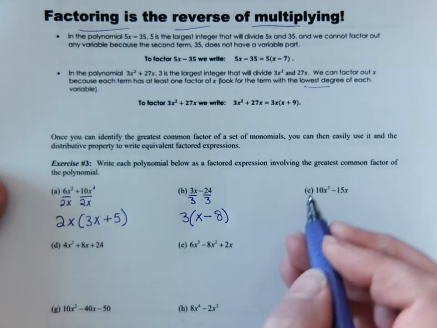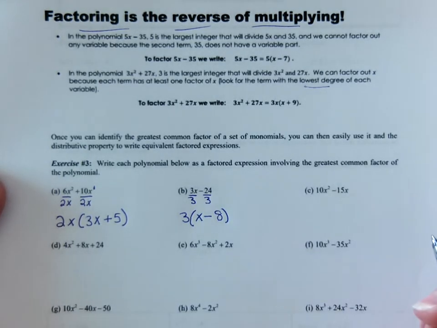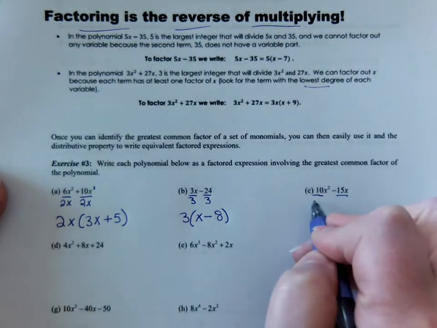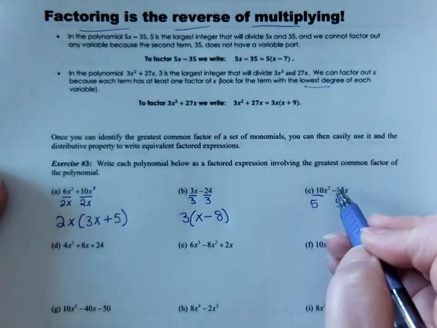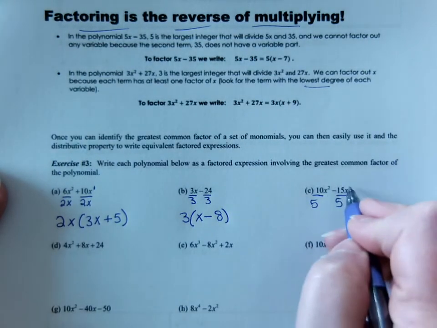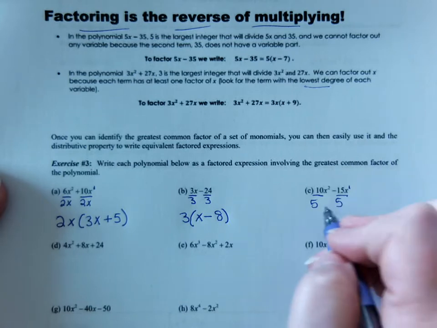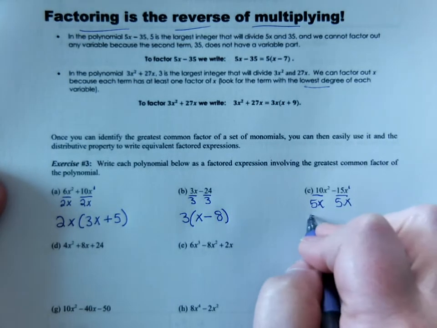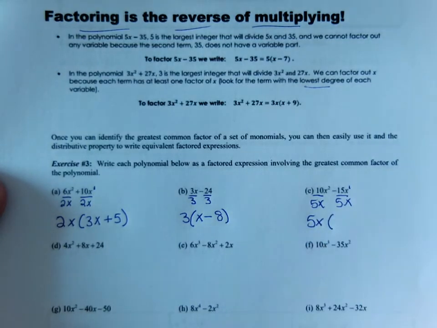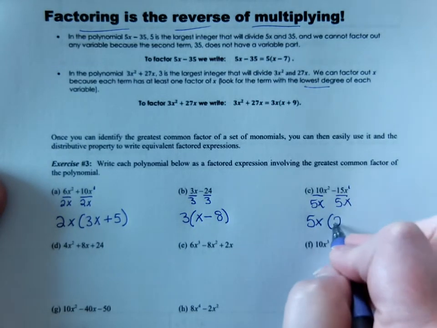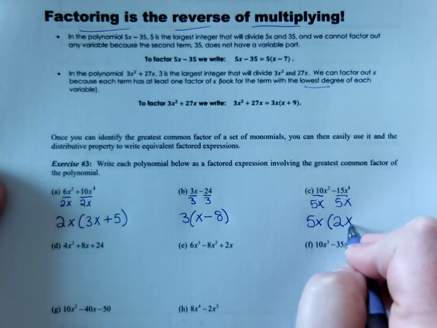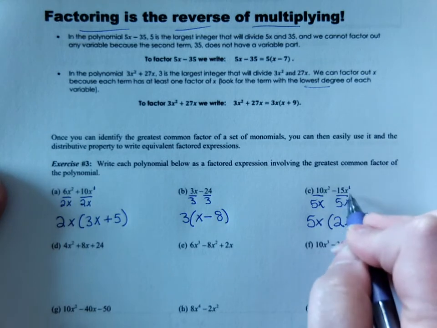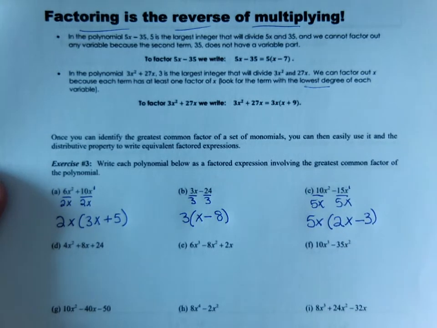C. 10x squared minus 15x. So 10 and 15, I know I can divide a 5 out of each of those. I have an x squared and an x, that's my invisible 1, so I can take an x out of each of those terms as well. So my greatest common factor is 5x, and then we divide. 10 divided by 5 is 2, x squared divided by x is x, minus 15 divided by 5 is 3, and my x's cancel out. And that's it.